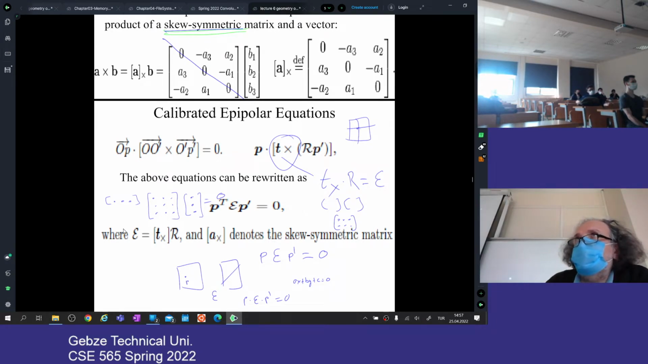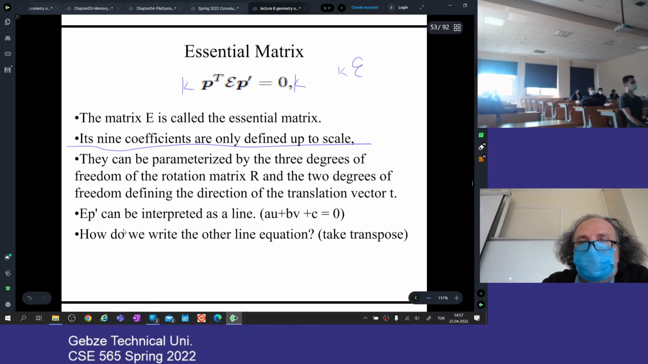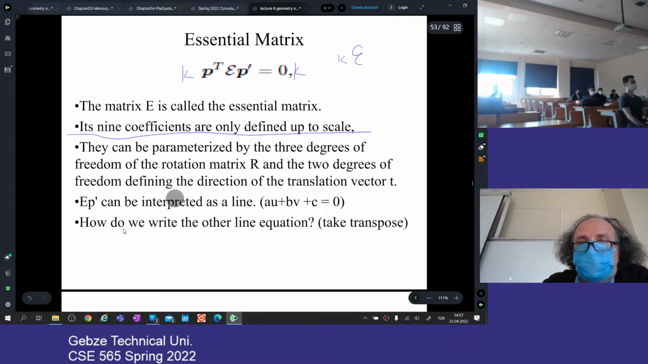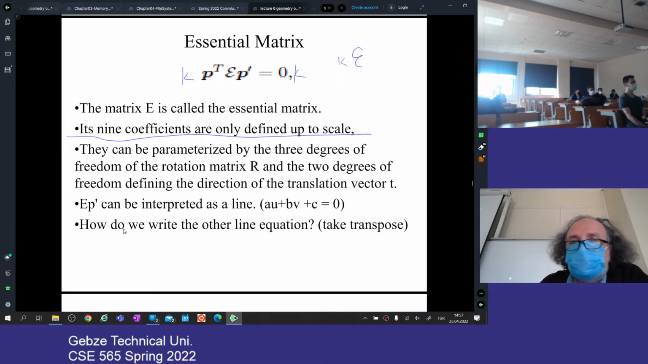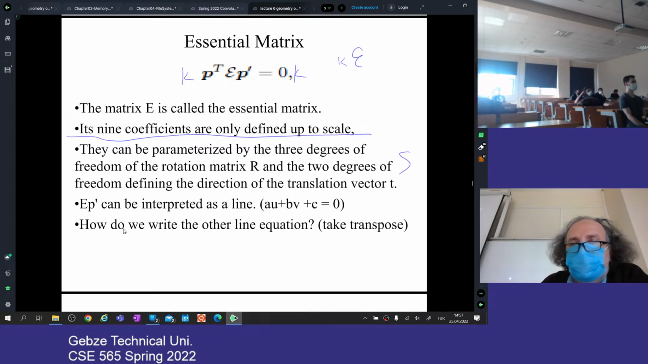Okay, so total of 5. 3 degrees of freedom for the rotation and 2 degrees of freedom defining the direction of the translation vector. So the total of 5 numbers defines these 9 coefficients. Okay, so how do I write the line equation in that way? If somebody gives me this one or that one, that one gives me automatically a line formula.